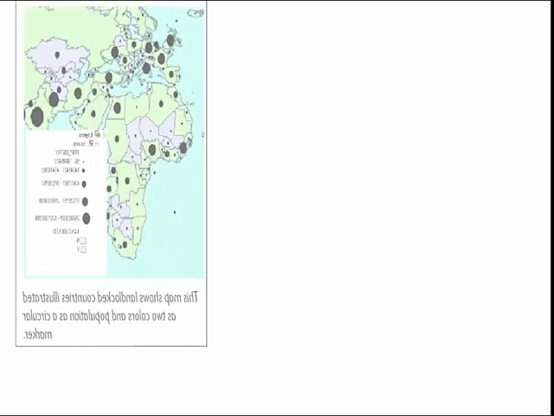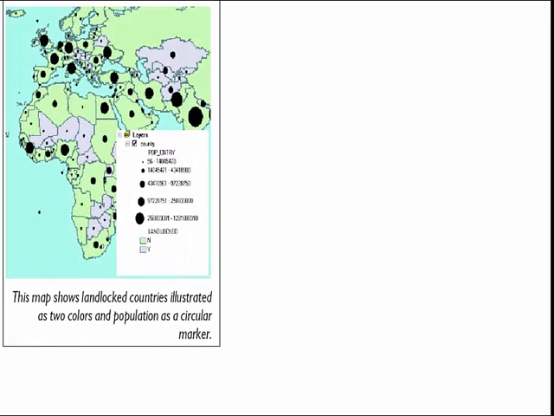So maps, you can also combine maps. Here we go. Just display geographic information. So here we've got a combination of color gradations along with graduated symbols showing what nations are landlocked, and then they're also using the graduated symbols to represent population.